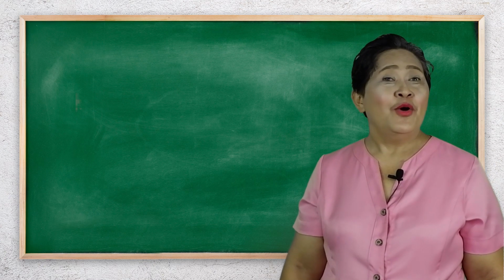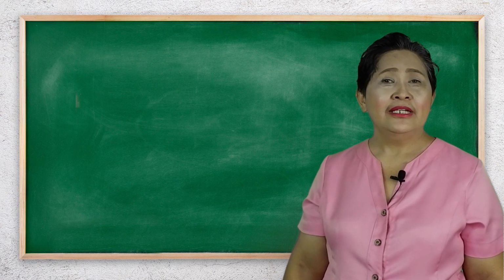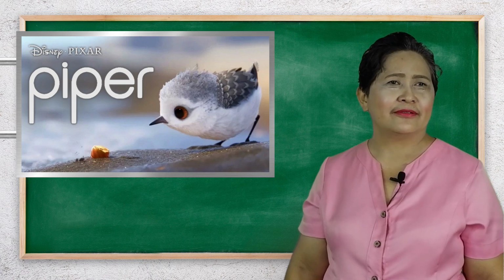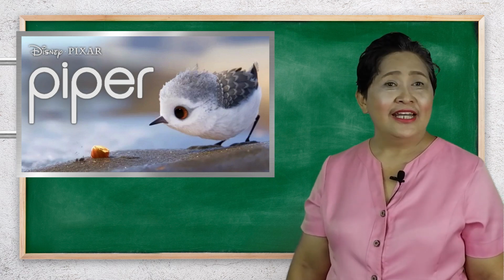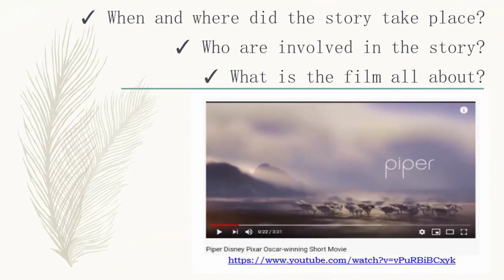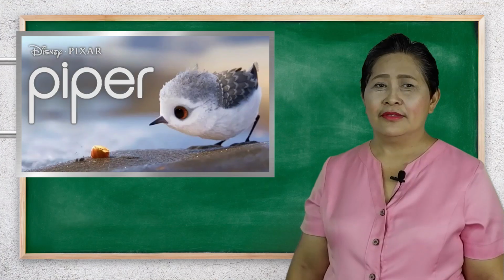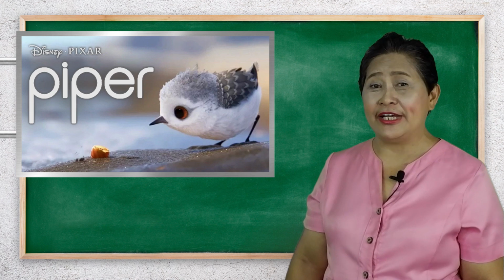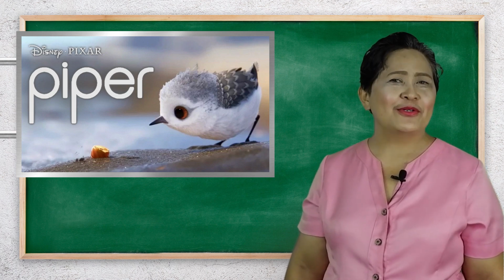This time, we will watch a short film entitled Piper. While watching, take note of the following questions. Number 1, when and where did the story take place? Number 2, who are involved in the story? Number 3, what is the film all about? Are you ready to watch the film? You may now start.